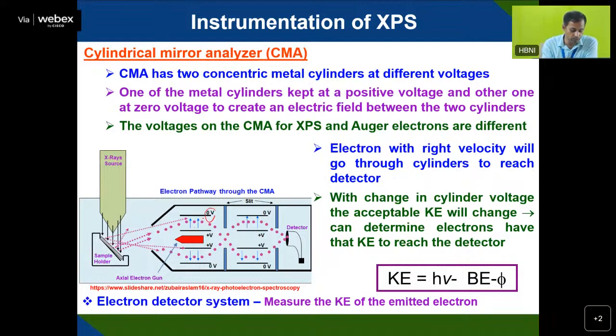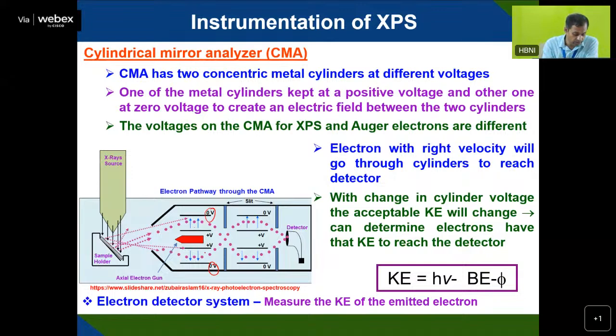You can see here, this is 0 volt, this is positive volt, and again 0 volt. So there is a potential difference here. One of the cylinders is kept at a positive voltage and the other one at 0 volt to create an electrical difference between the XPS and Auger electrons.